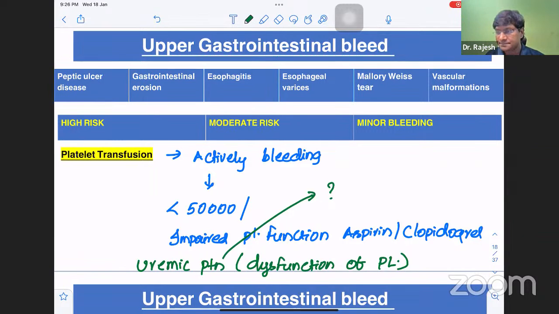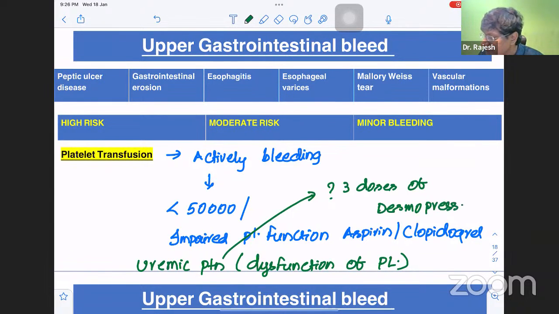Yes, anyone? Right. So this will be the very, very important multiple choice question. Please remember this point. In this patient, you should give 3 doses of desmopressin, not fresh frozen plasma, Varun. You should give 3 doses of the desmopressin. Now, you may ask me, sir, how does desmopressin help here?